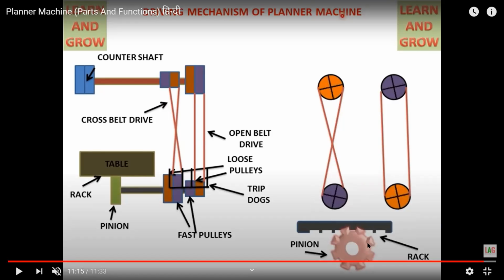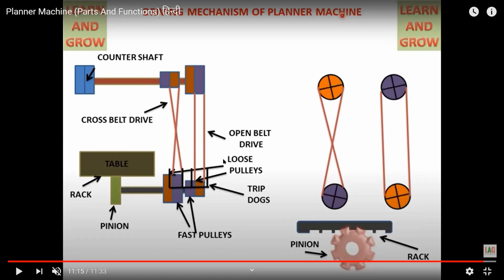Okay, this is the pinion here. Using this pinion, the table is moved. Okay, so this is the mechanism of a planar machine. So I hope everyone got this point.